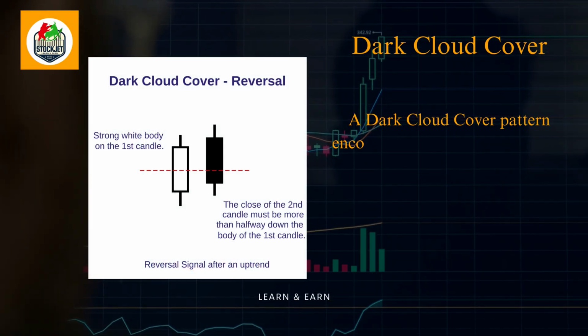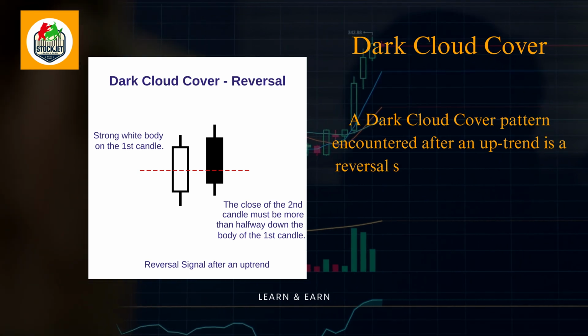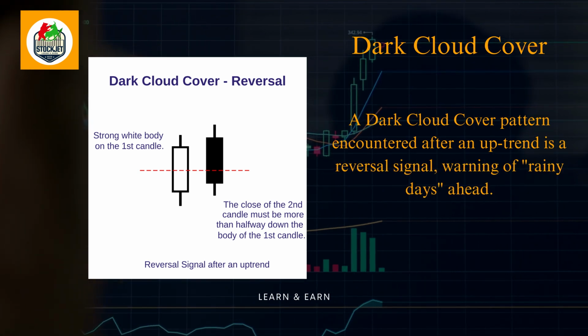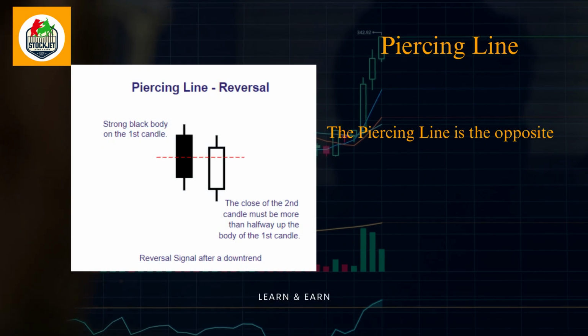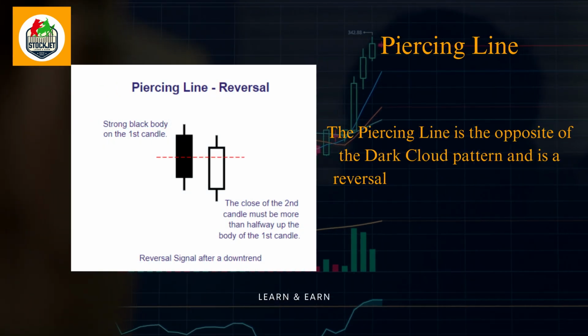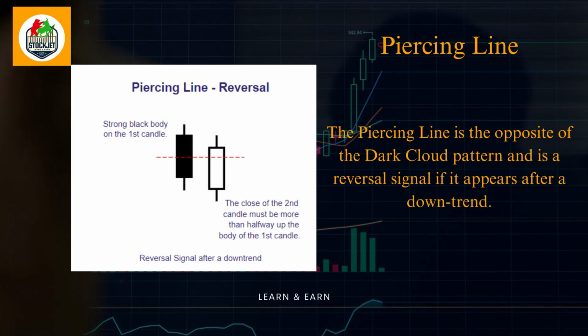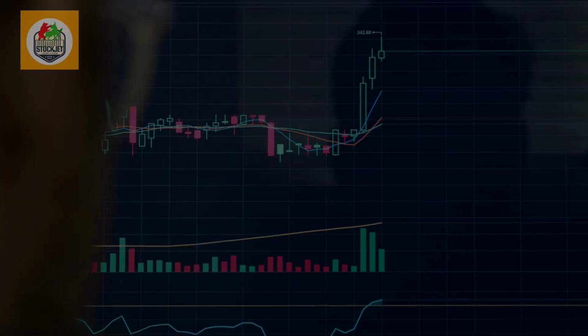Dark cloud cover. A dark cloud cover pattern encountered after an uptrend is a reversal signal, warning of rainy days ahead. Piercing line. The piercing line is the opposite of the dark cloud pattern and is a reversal signal if it appears after a downtrend. Hanging man.